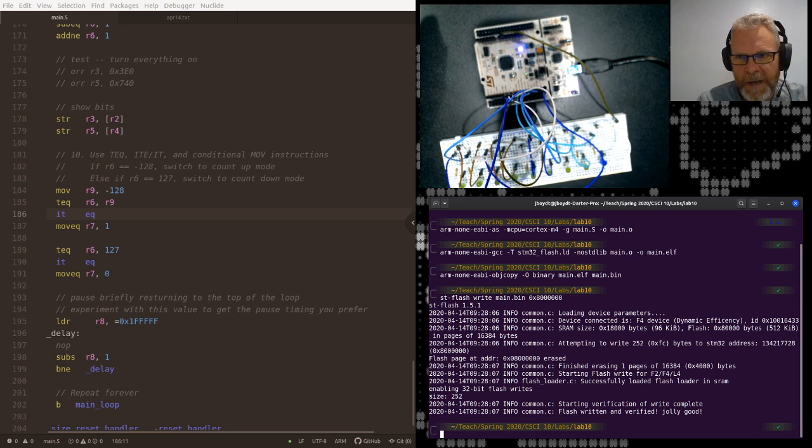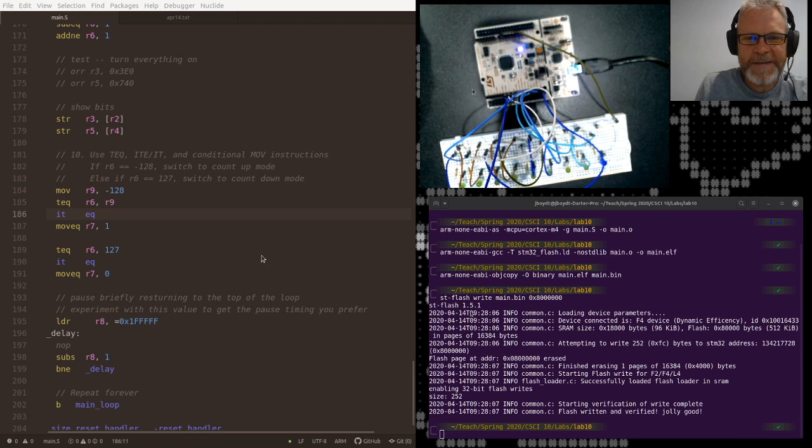Now is a good time, while we're waiting for my circuit to execute, to ask a question in chat or request that I highlight a different piece of code if you're not seeing what you want.